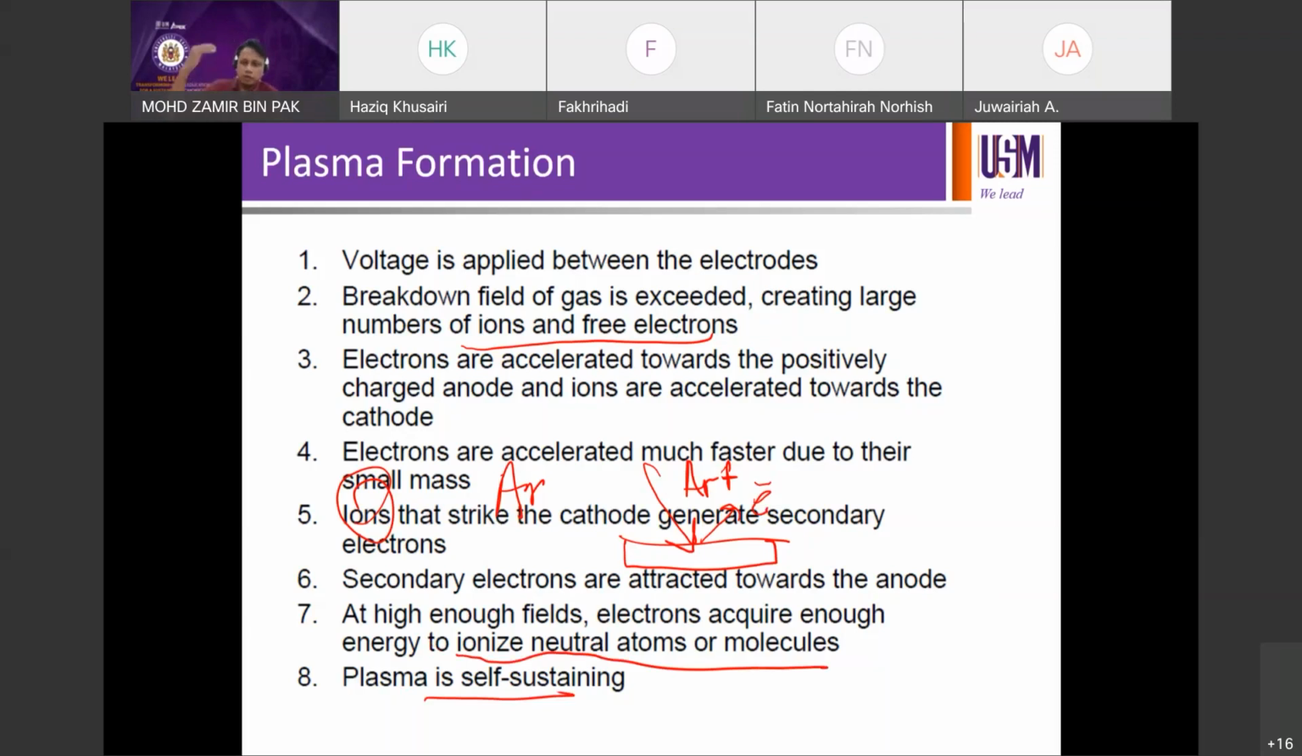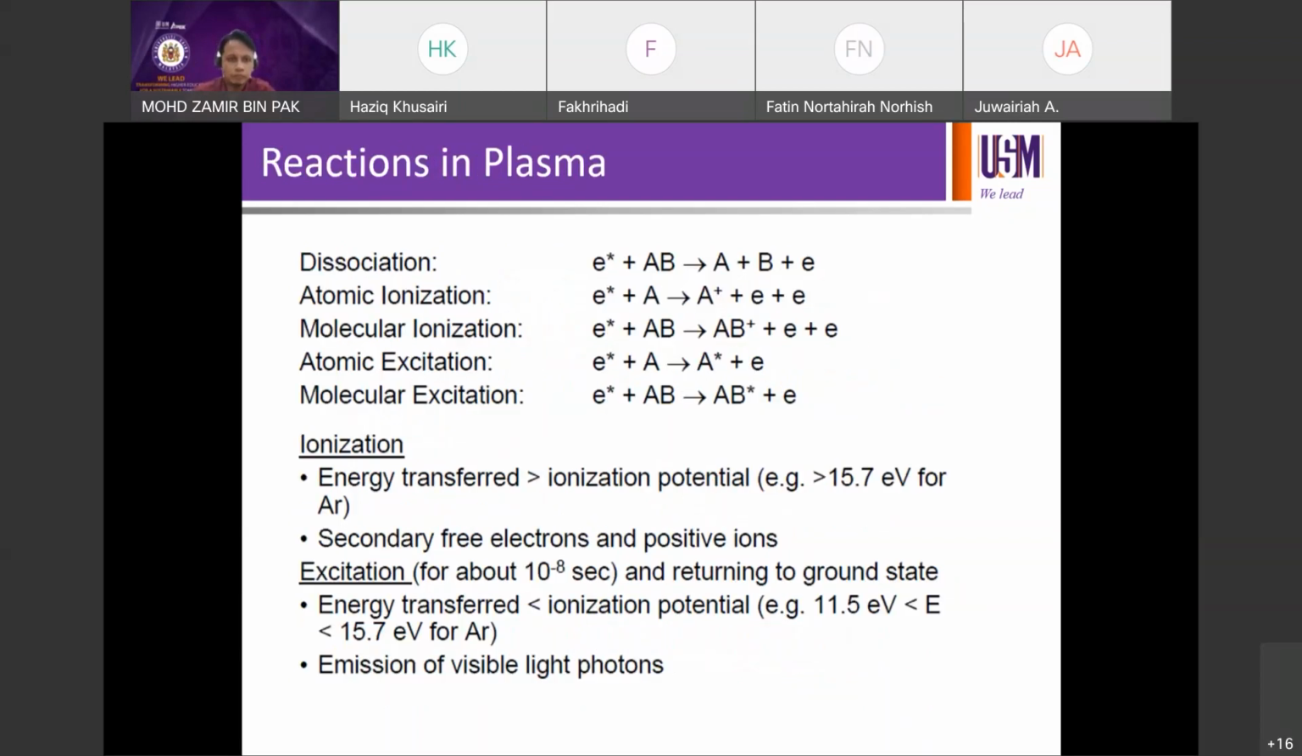Okay, so they can continuously generate Ar+. It will collide, generate electrons, and then it'll be accelerated towards the anode. And then the electrons will ionize neutral atoms and molecules in the atmosphere in the chamber. So that will create the next ions and so on and so on, and that will sustain the plasma in the chamber. Okay, you can represent all the steps just now as: dissociation and ionization, excitation.